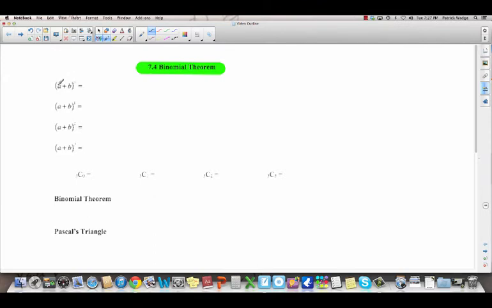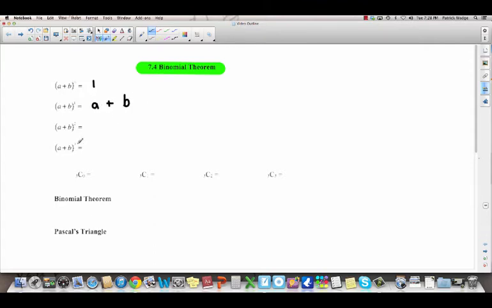It's fun. A plus B is a binomial, right? This is why it's called the binomial theorem. All these are binomials. It's all A plus B. So what's A plus B to the 0 power? Well, anything to the 0 power is 1. What's A plus B to the first power? Well, anything to the first power is just the same thing.